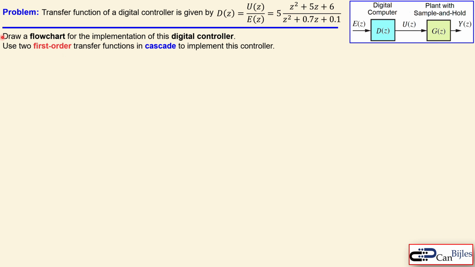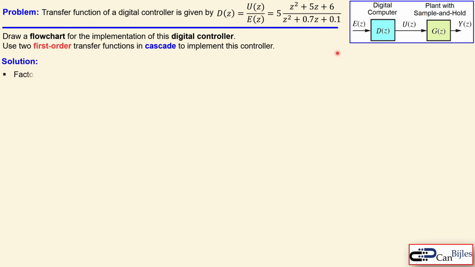So what we want is a flowchart for the implementation of this digital controller. And we will need to use first order transfer functions, 2 of them, in Cascade to implement this. You can of course do this also directly as we have discussed in example number 2. But we'll do that now in a different way with 2 first order transfer functions in Cascade. So let's see how that works out.